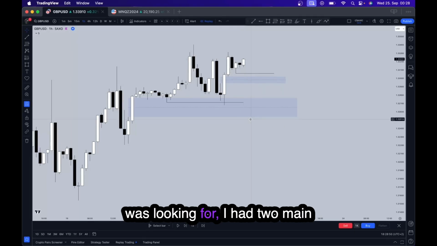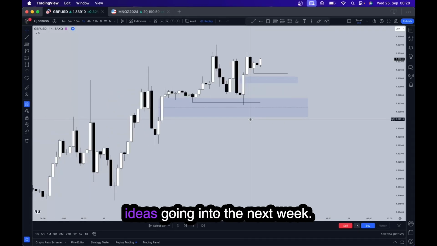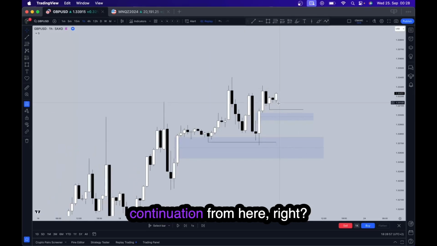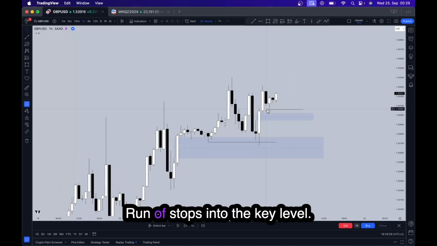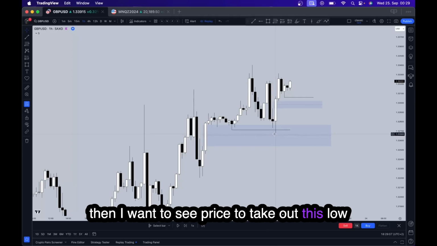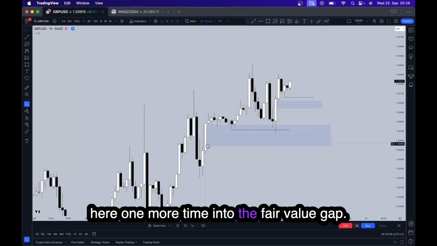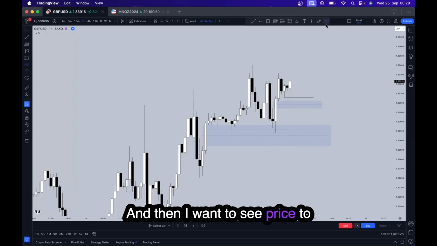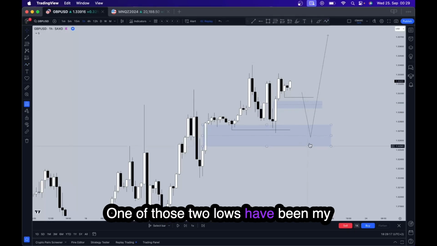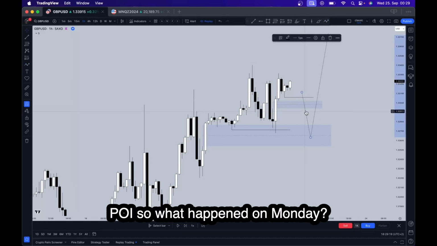So what I was looking for, I had two main ideas going into the next week. The first one was a continuation from here, right? A run of stops into the key level. Or if we don't get any reaction from here, then I want to see price take out this low here one more time into the fair value gap, and then I want to see price run higher from this low here. One of those two lows has been my POI.